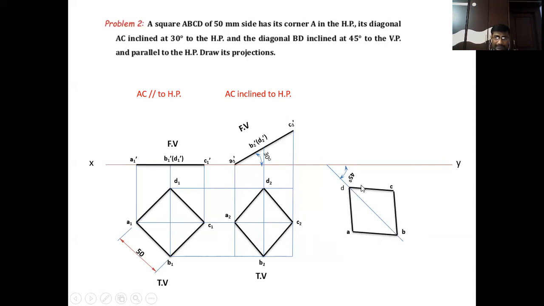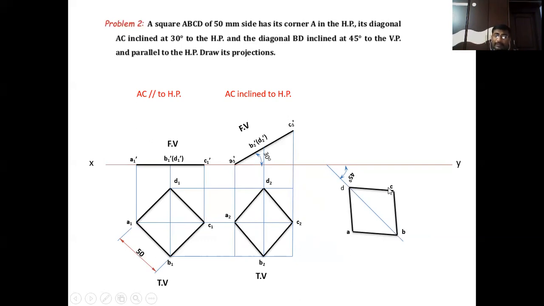Clear, students? The size of the third stage top view must be equal to the size of the second stage top view. Simply, it is rotated through an angle of 45 degrees. In the previous position, the diagonal BD is perpendicular to the XY. In this position, the diagonal BD is 45 degrees to the XY. Clear, students?